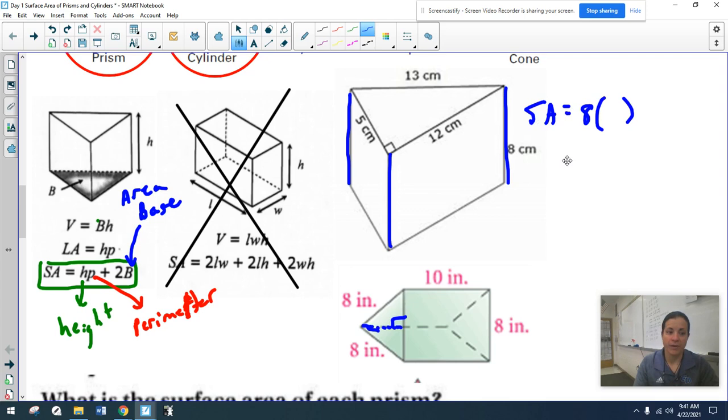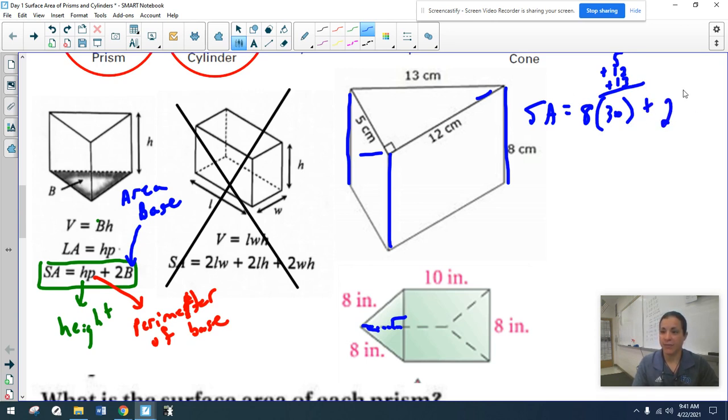And then my perimeter. I'm supposed to be finding the perimeter of the base, so you may want to throw that in there. So the perimeter, I've got 5, 12, and 13. So maybe leave yourself a note, 5 and 12 and 13. So that's 10, 20, 30 for my perimeter, sorry. And then I've got plus 2 times the area of the base.